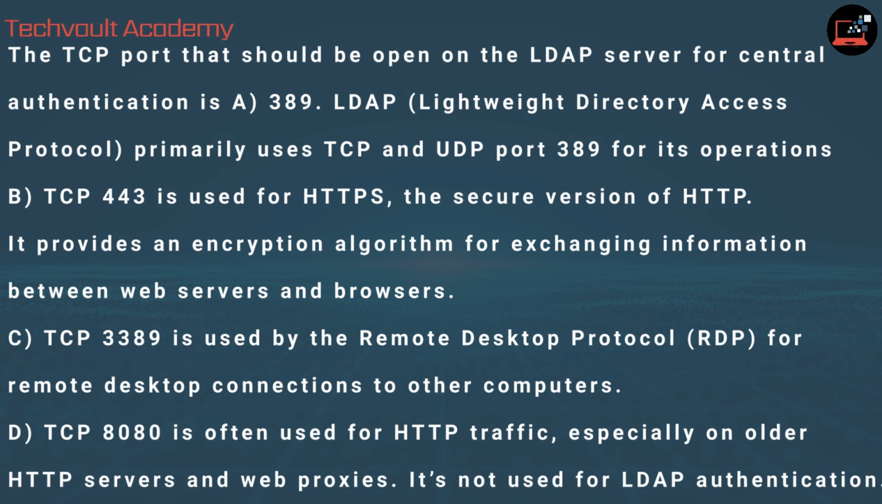C. TCP 3389 is used by the Remote Desktop Protocol, RDP, for remote desktop connections to other computers. D. TCP 8080 is often used for HTTP traffic, especially on older HTTP servers and web proxies. It's not used for LDAP authentication.